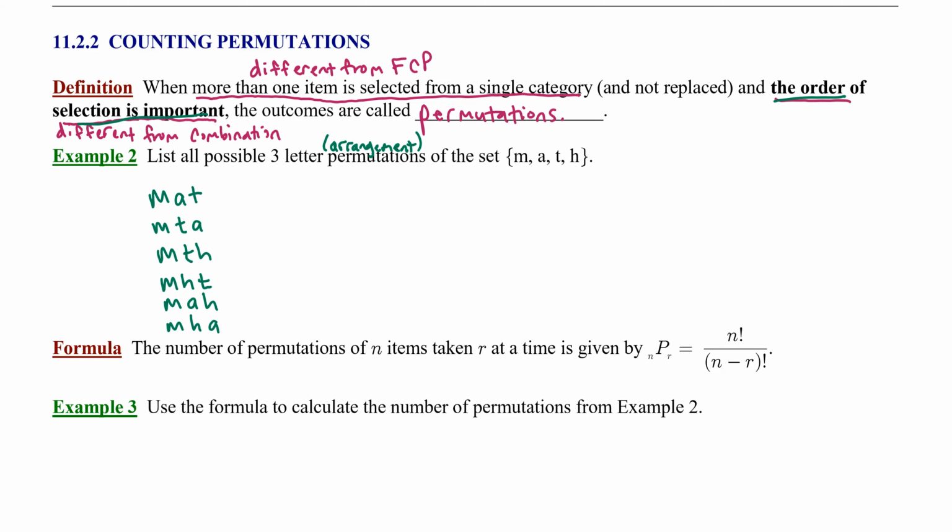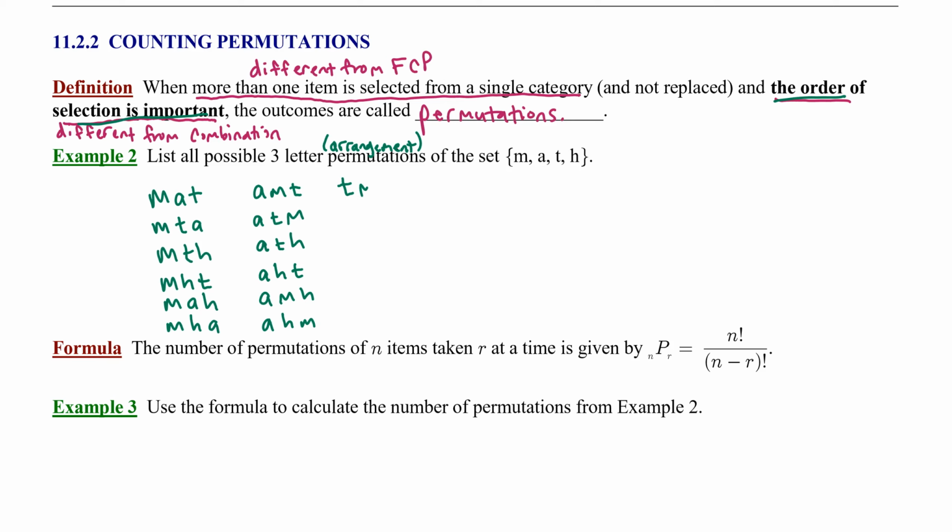Let's think about all 3-letter permutations that begin with A. I'm going to start with A, M, and T. So if I switch the order of the last 2 letters, ATM, I get a completely different permutation. How about ATH? And then again, AHT. And there should be 2 more that begin with A. AMH and AHM.